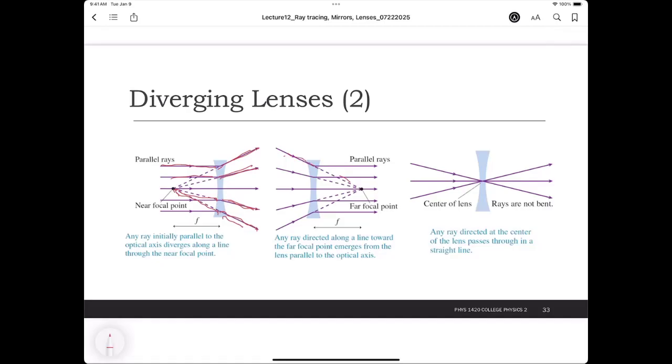Those rays toward the far focal point, after the lens, form rays parallel to the optical axis. And for any ray directed at the center of the lens, it passes through in a straight line. It's the same thing as with the convergent lenses. Does it make sense to you? Okay.